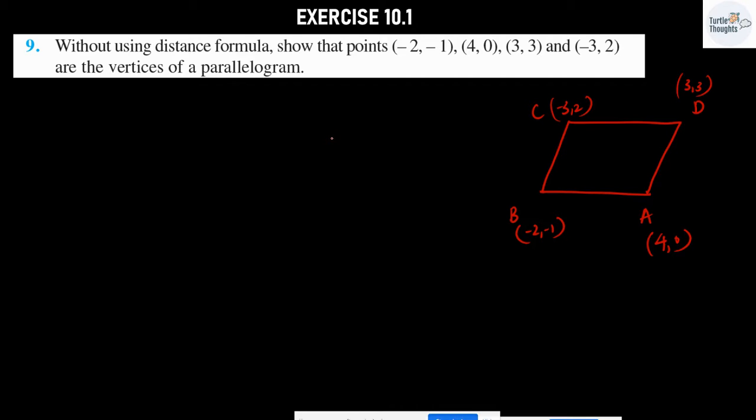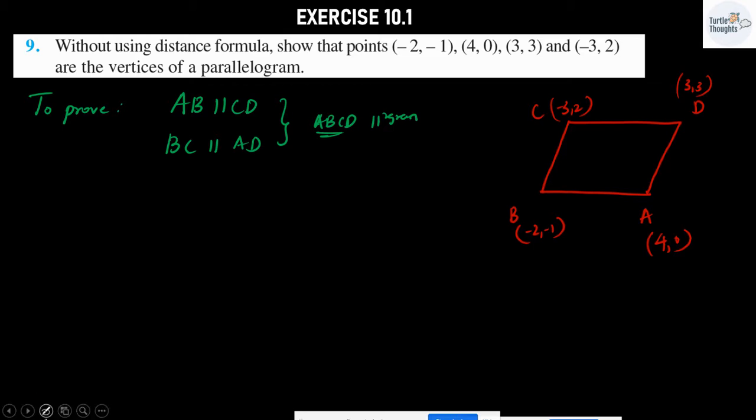We have to prove that it is a parallelogram. So in order to prove the parallelogram, what we need to prove here? I will be writing over here to prove. If I tell AB is parallel to CD and if I tell BC is parallel to AD, can I tell that ABCD is a parallelogram? Yes, this is what I have to prove, right?